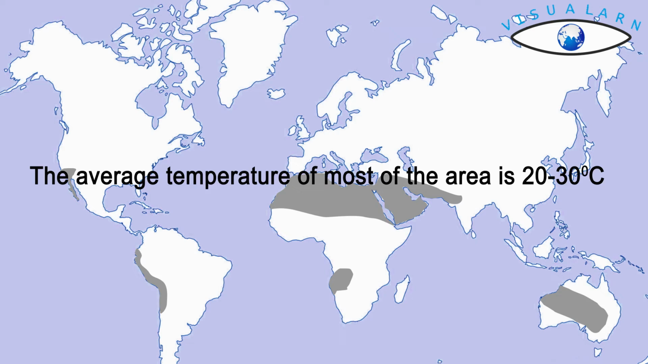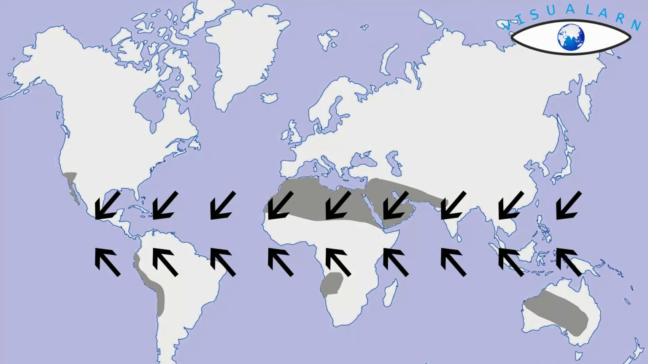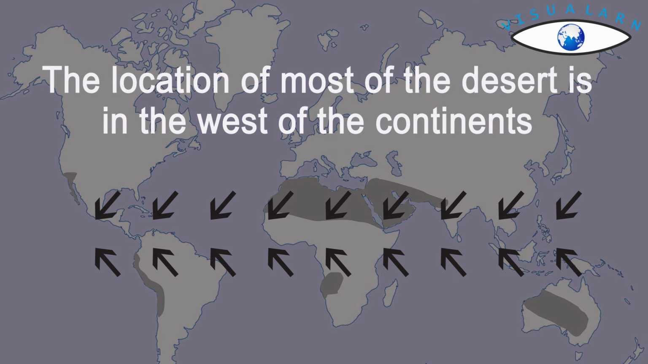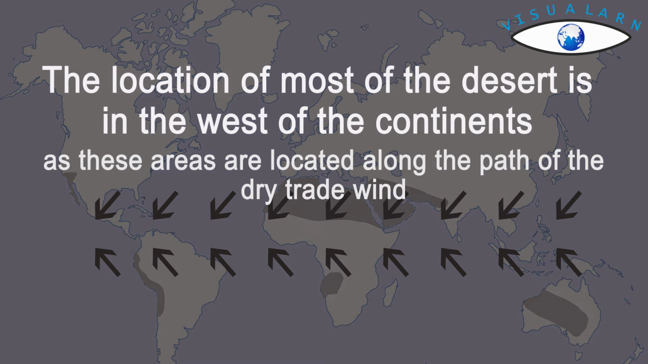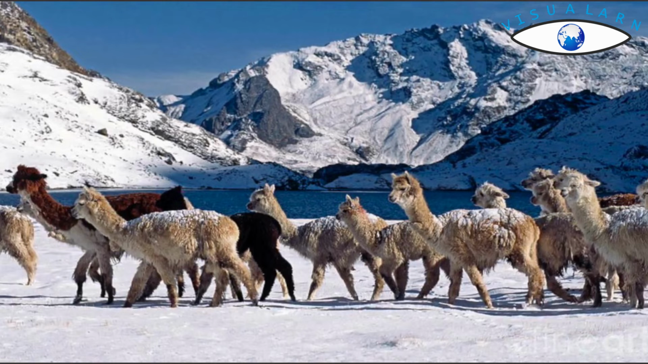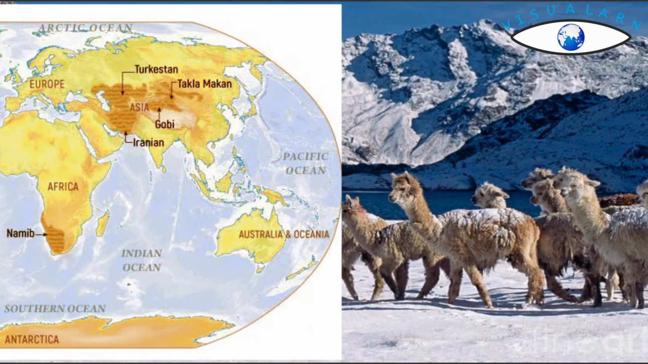The temperature in winter varies with latitude. The location of most deserts is in the west of the continents, as those areas are located along the path of dry trade wind. Cold desert climates are typically located in the temperate zone, usually in the rain shadow of high mountains.